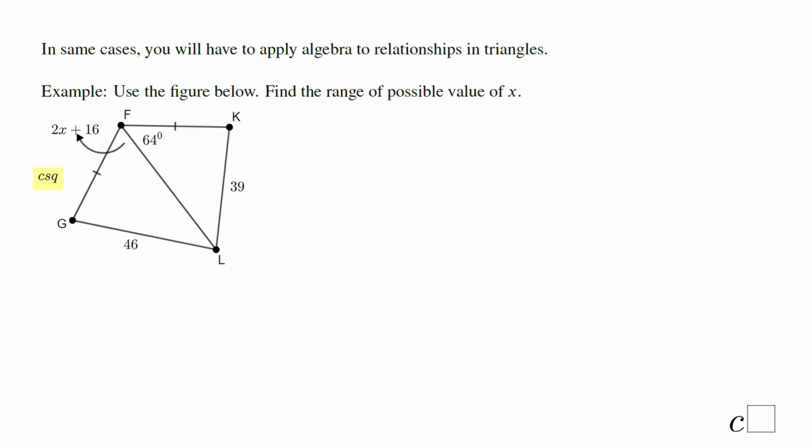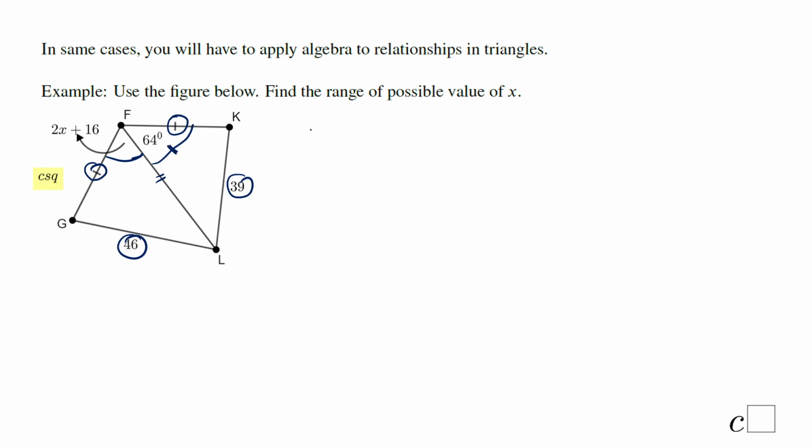In some cases, you'll have to apply algebra to relationships in the triangle, like in this example here. Use the figure below to find the range of possible values of x. First of all, you should notice these two sides are congruent, very similar to what we did before, and this is the common side. Now this is 46 and this is 39. So that means this angle here should be more than this angle here, because 46 is more than 39.